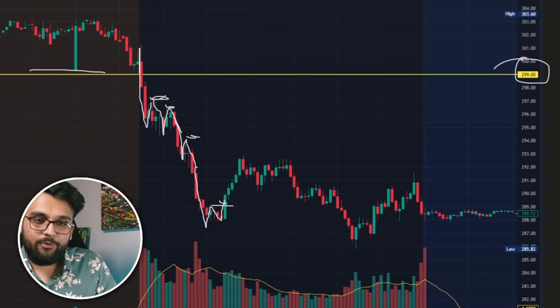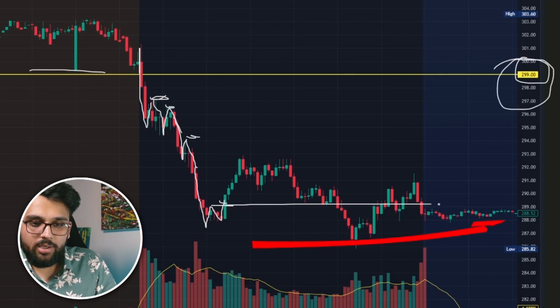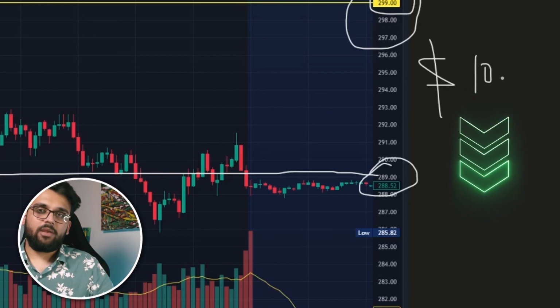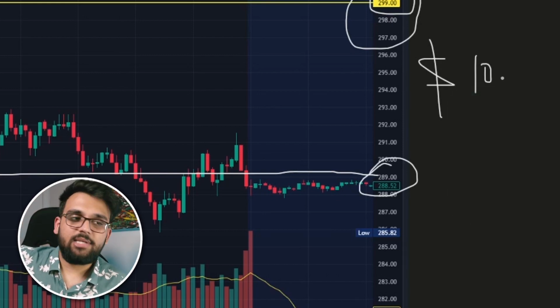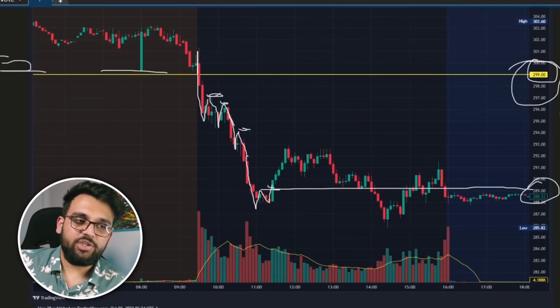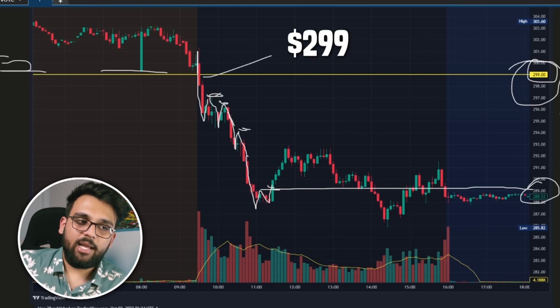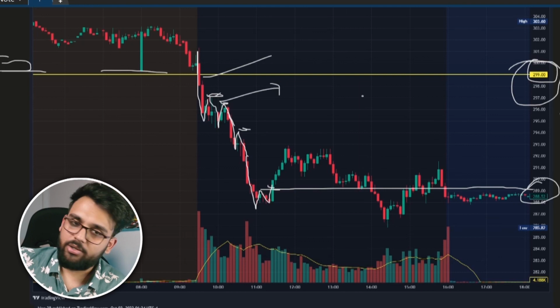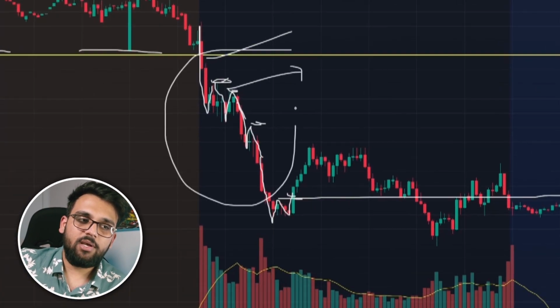So now guess what? From 299 all the way to this 289, you caught a $10 move down. Can you guys imagine that? That's some money. Instead of you catching just a move from 299 to 298 and telling yourself, oh, green is green. No, you need to catch big moves to make some money.